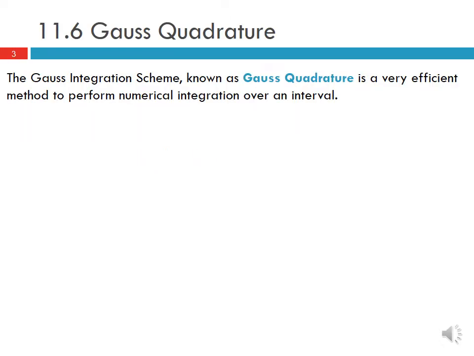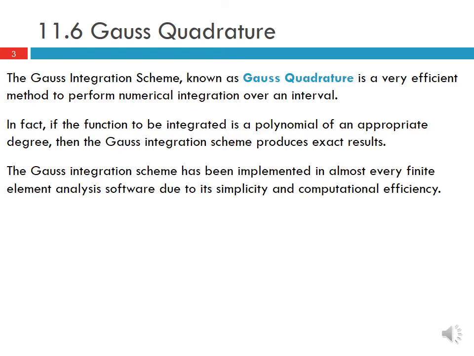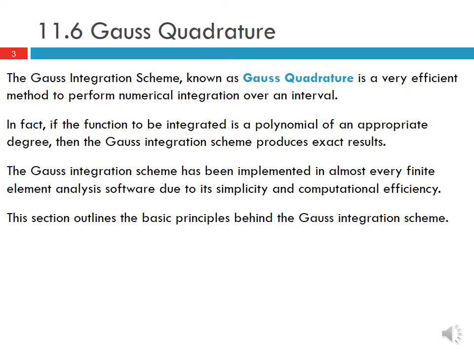So the Gauss integration scheme, which is known as Gauss Quadrature, is a very efficient method to perform numerical integration over an interval. In fact, if the function to be integrated is a polynomial of an appropriate degree, then the Gauss integration scheme produces exact results. The Gauss integration scheme has been implemented in almost every finite element analysis software due to its simplicity and computational efficiency. So this section outlines the basic principles behind the Gauss integration scheme.